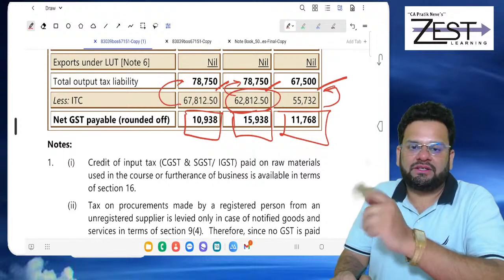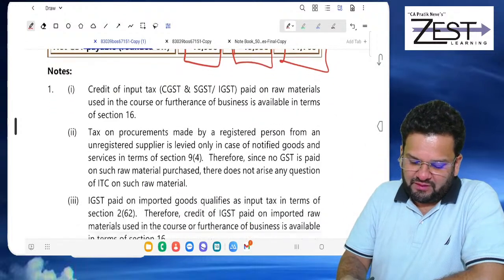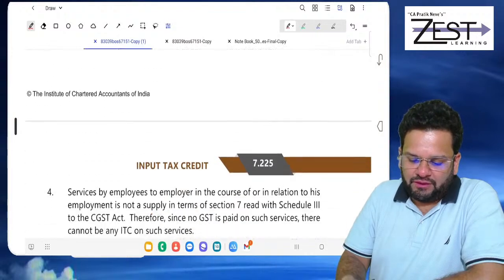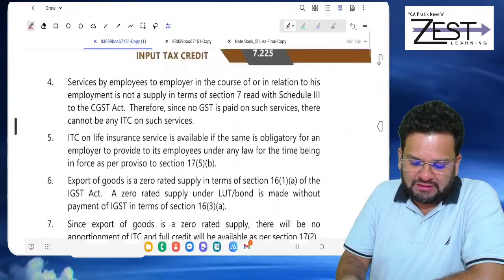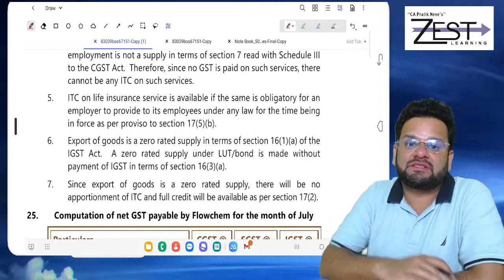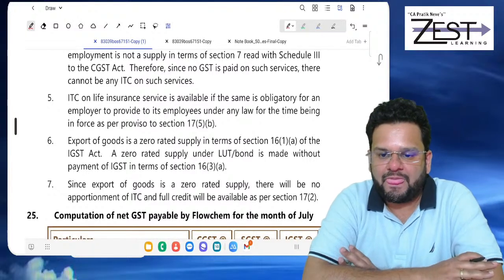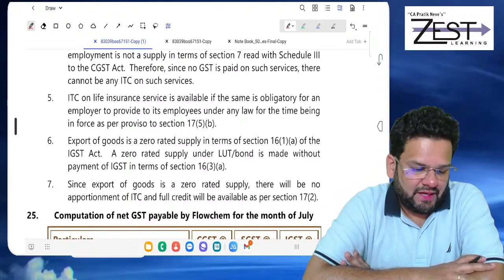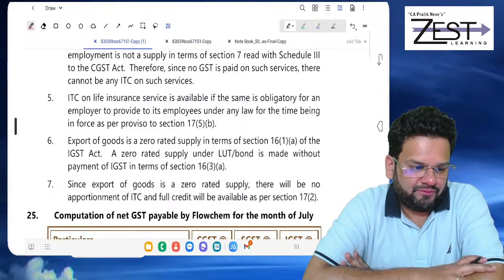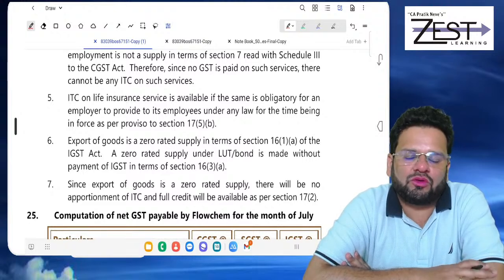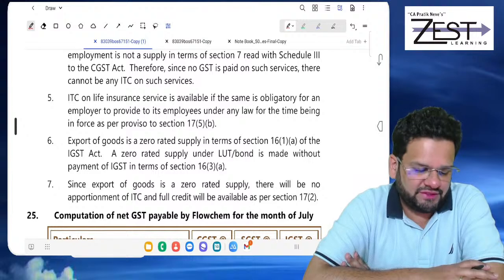Did you all understand? Nothing is to be carried forward. Nothing is to be paid on RCM basis. Very straightforward question. Any doubt, friends? If you have any doubt whatsoever, please feel free and ask.